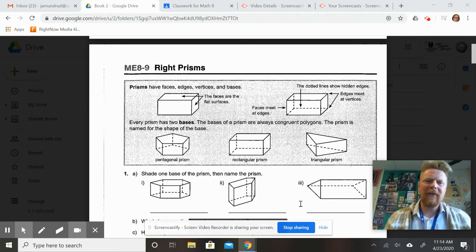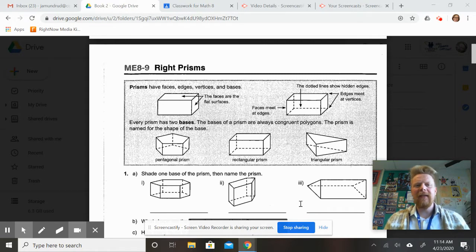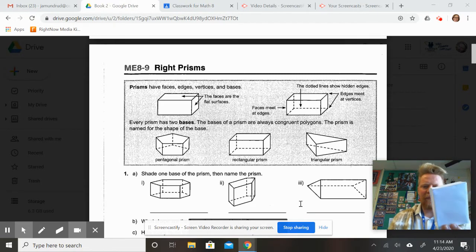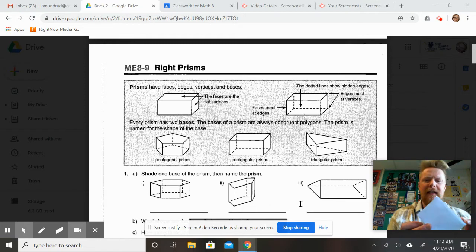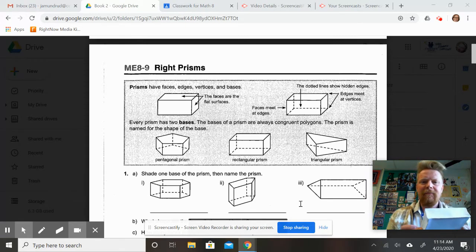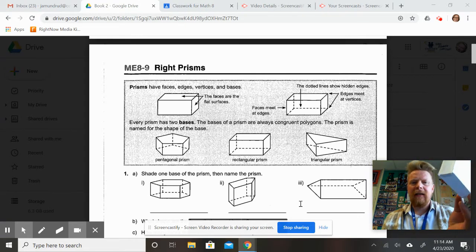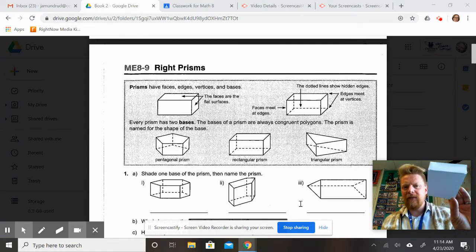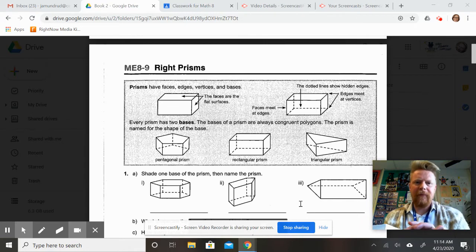All right, we're going to do our first lesson in the measurement unit. This is lesson measurement 8-9, right prisms. You can take the prisms that you constructed in the first starting activity, and we're going to be using these today to identify what a right prism is. First off, a prism is any three-dimensional shape that has faces, edges, vertices, and bases. And it's got some other criteria as well.